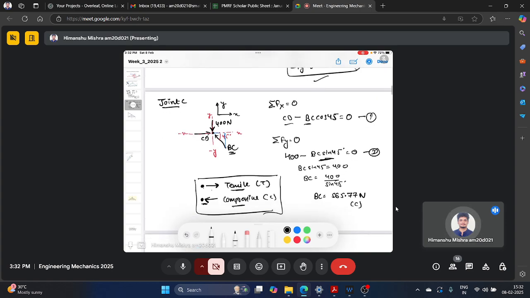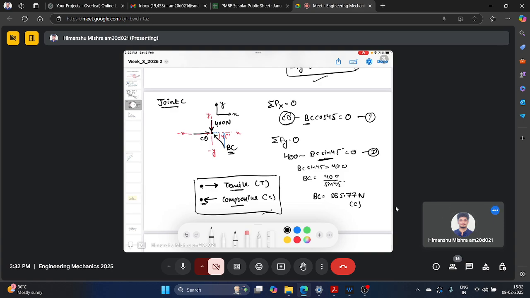So now we got the force in member BC, we can easily find the force in member CD, and if it is positive, then we know that the force in member CD is also compressive because it is in the direction of the joint. If it came out negative, then we have to reverse the sign of the force.